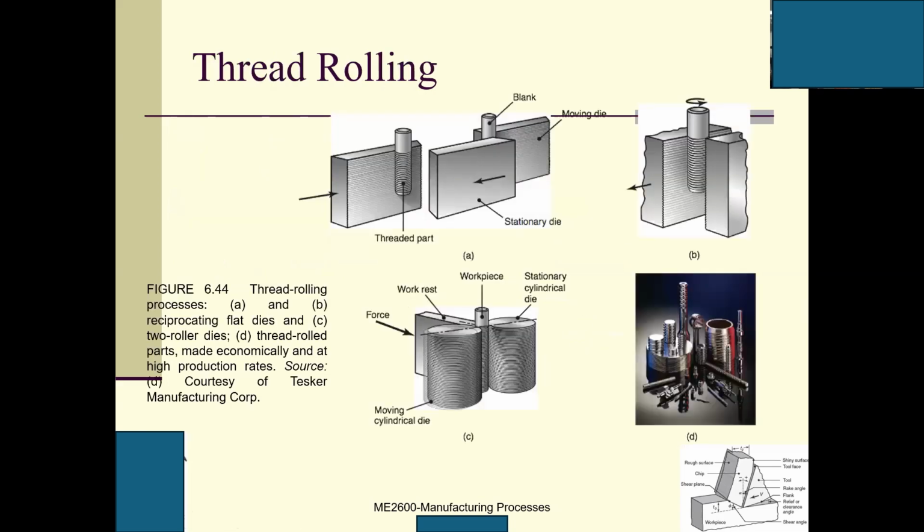The thread rolling. The thread rolling process A and B. So we have this one and this, and we want to get these threads. We see percolating flat dies right here. So this is C, a two-roll die. The moving cylindrical die, and the stationary cylindrical die, with the workpiece. This is the work rest and this workpiece. We want to get this thread. The force is applied here.